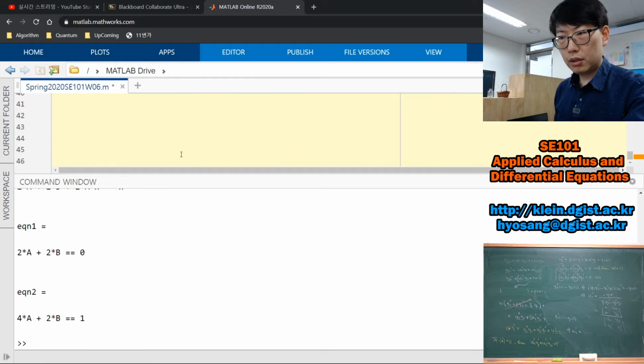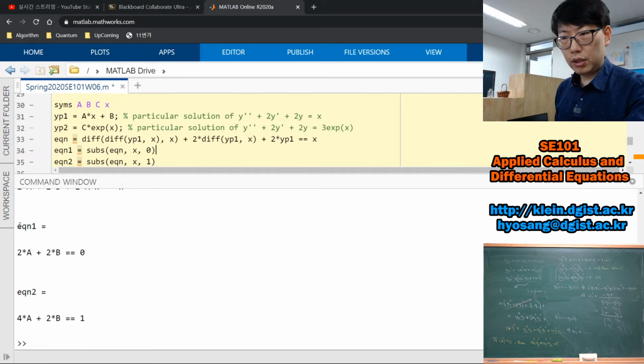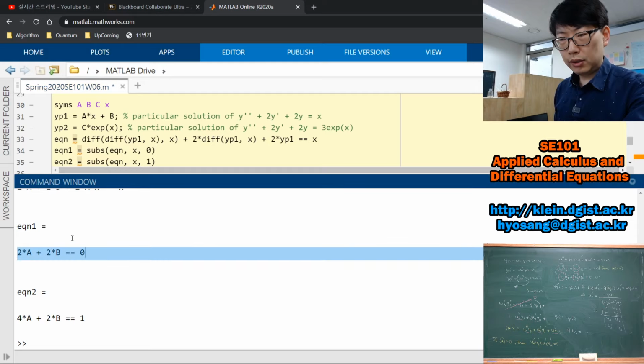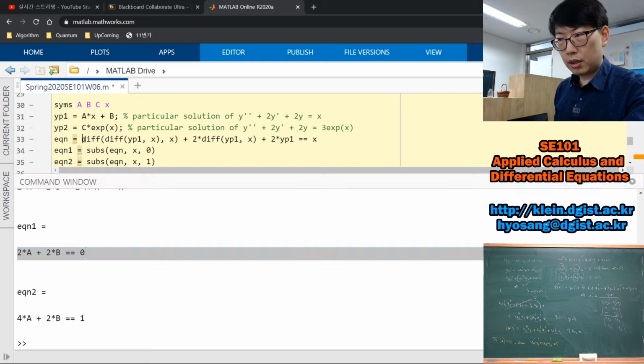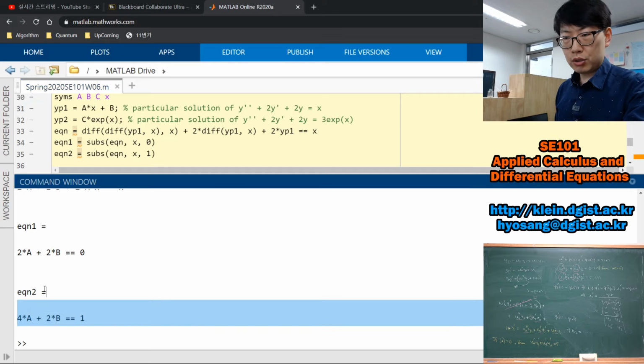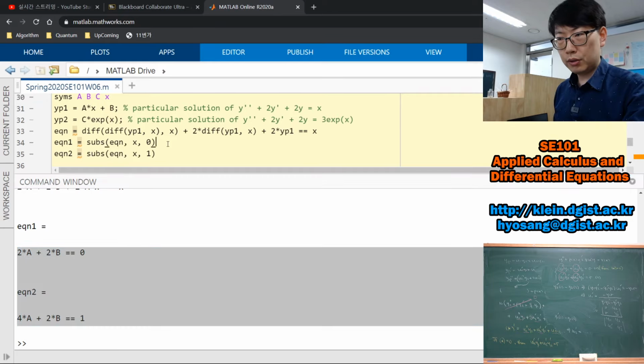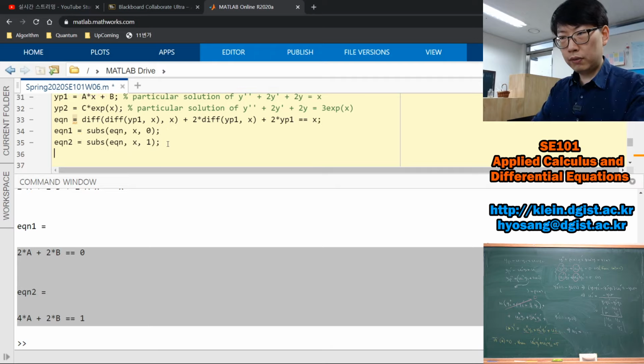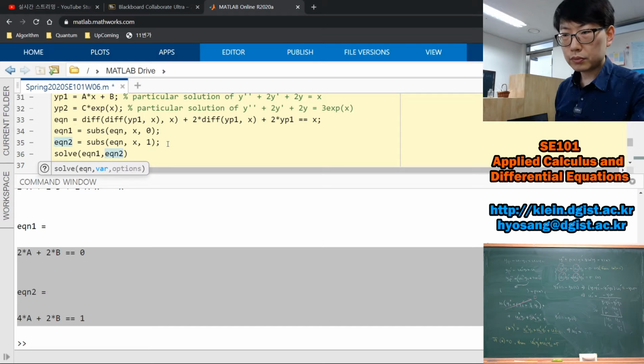Here equation 1 is given by this equation. This is obtained by substituting into our differential equation, replacing y with yp1 and replacing x by 0, and the second equation is obtained by replacing x by 1. And I want to find a and b satisfying these two equations simultaneously. So how do I find such a and b? You use the solve command again, with equation 1 and equation 2.